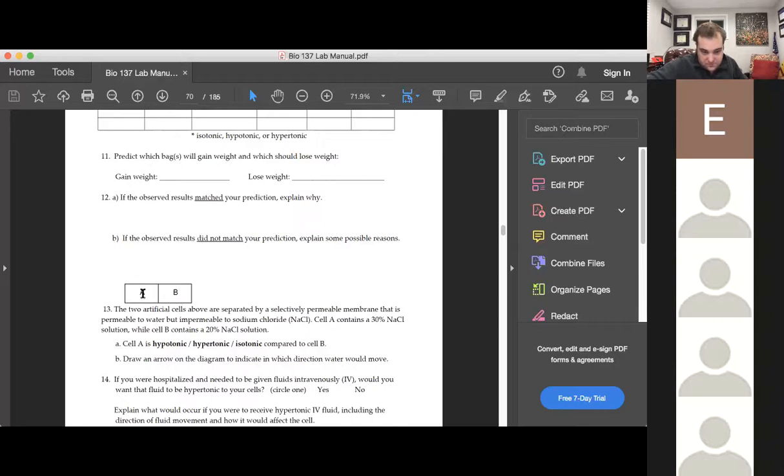All right. So all of a sudden, cell A becomes hypotonic because there's more water going into A. And then B becomes hypertonic. Hyper on B, and hypo in the A box.